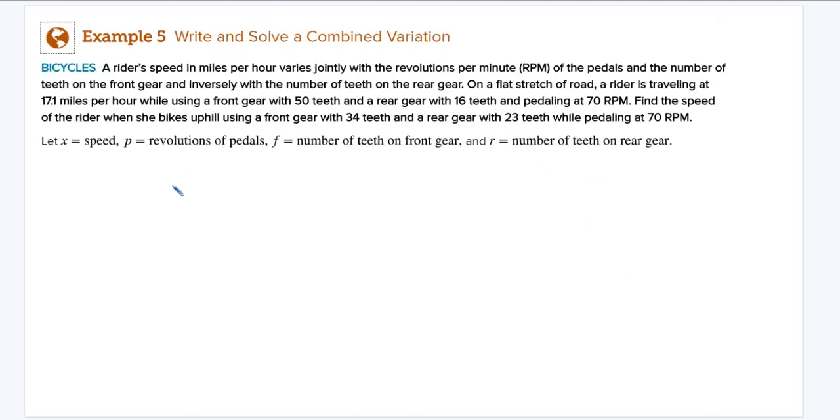Let's finish the lesson with a word problem. So, a rider's speed in miles per hour varies jointly with the revolution per minute. So we have speed here. We will represent it with X. And the revolution per minute, RPM, right? We'll represent it with P, as you can see here. The pedals and the number of teeth on the front gear. The front gear is going to be represented with F here, and inversely with the number of teeth on the rear gear. That will be represented with R.